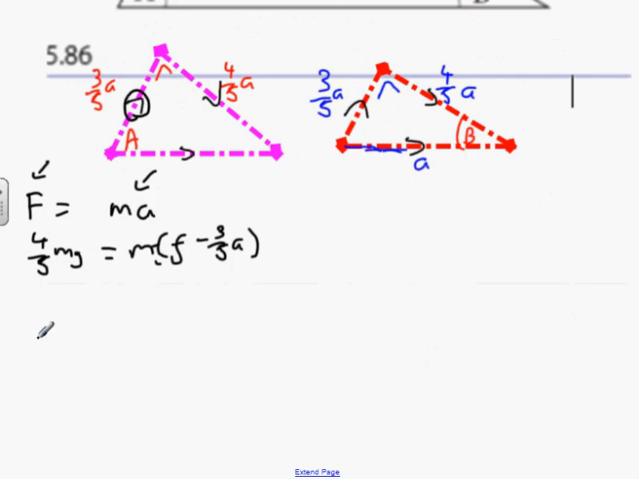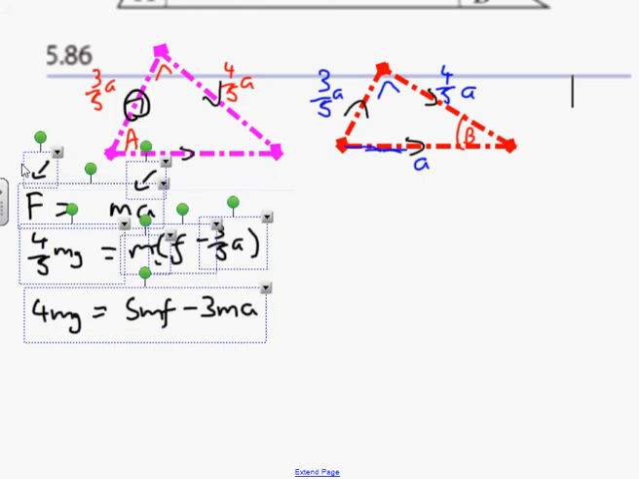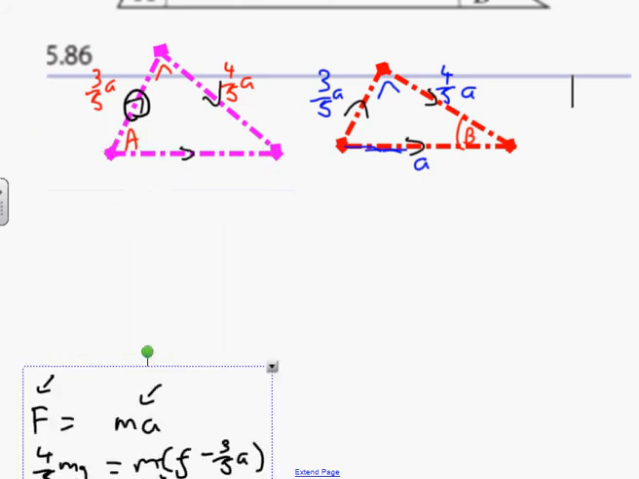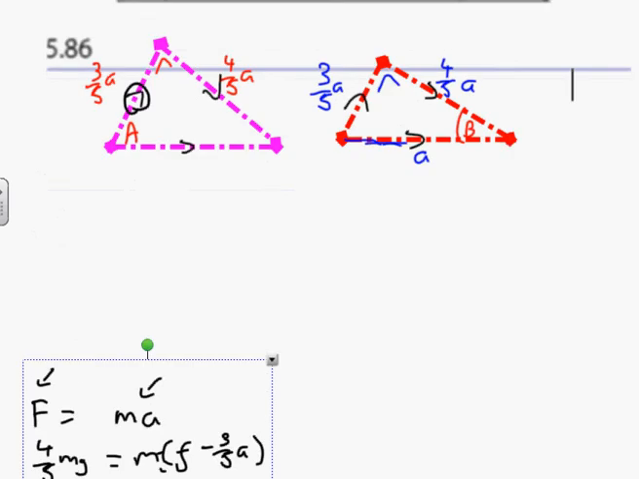Let's do the next one. Multiply both sides by 5. Remember to multiply in the m. 4mg equals 5mf minus 3ma. Good with that? Now, let's try the next one. I'll just box this off for a minute. Send it down here, out of the way. Still want to be able to use my diagrams.